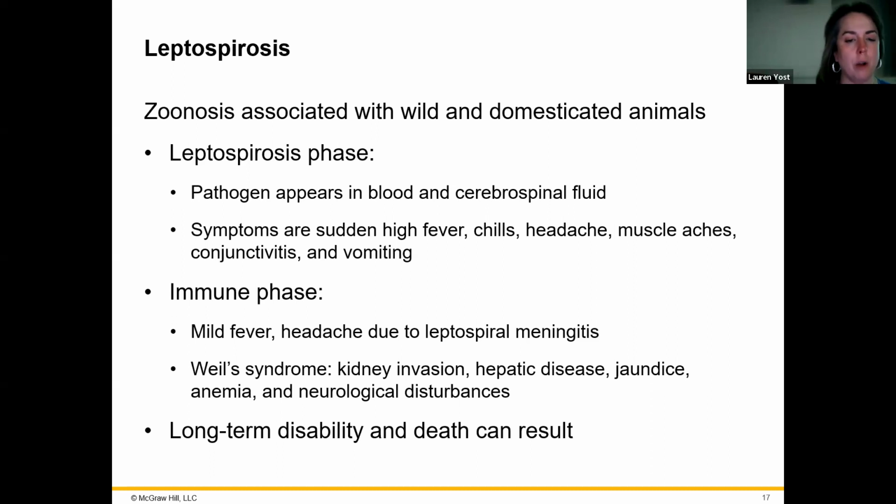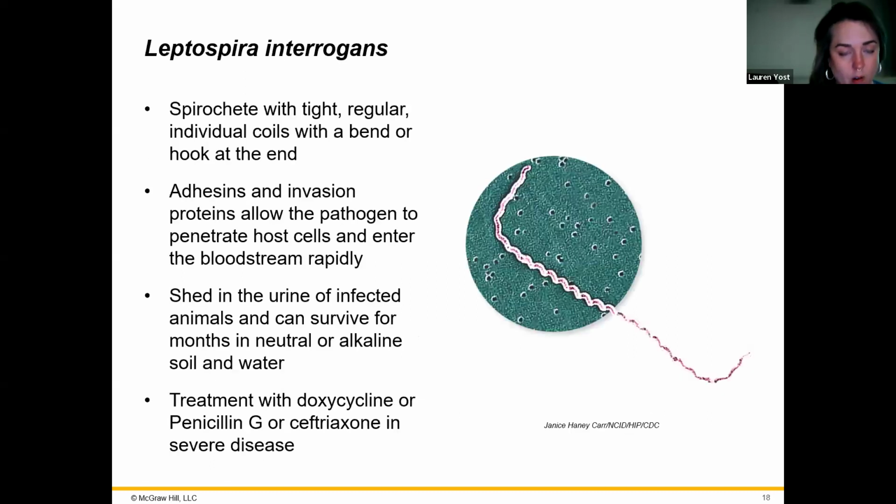Weil's syndrome can develop. This is going to involve kidney invasion, hepatic disease, that's the liver, jaundice, anemia, and neurological disturbances as a result, and can lead to death if it is not properly treated. This is caused by Leptospira interrogans. This is a spirochete, a bacterium. And here we have adhesins and other proteins that help it penetrate host cells so it can get into the cells themselves. It is shed in the urine.